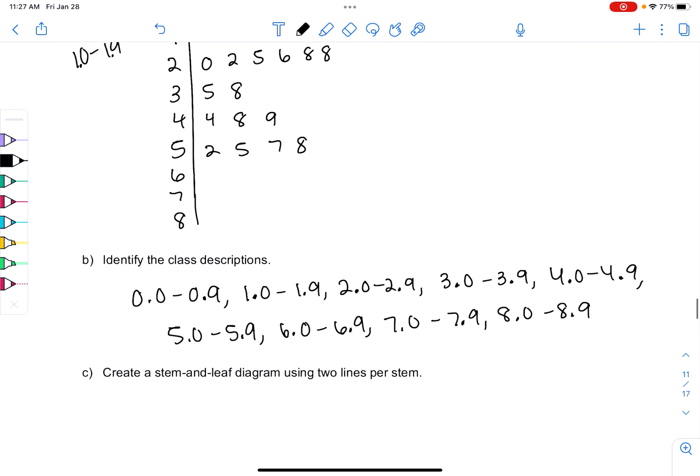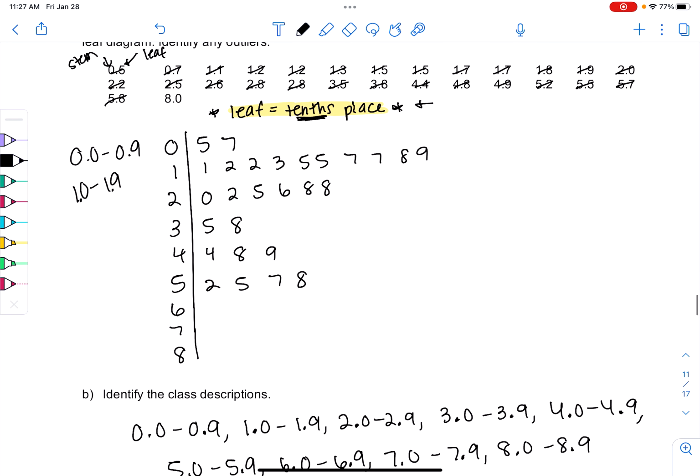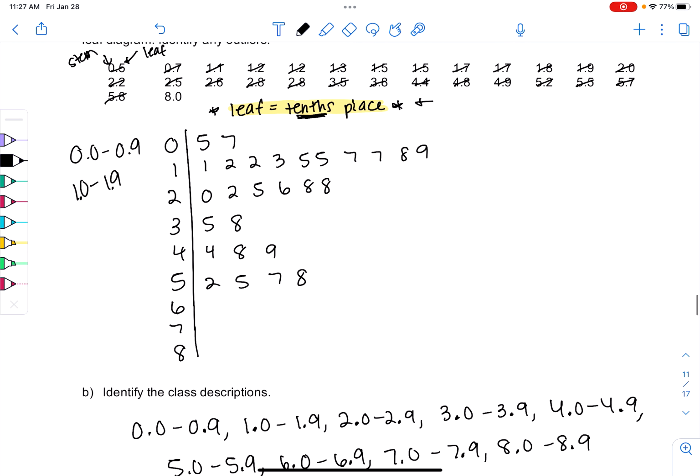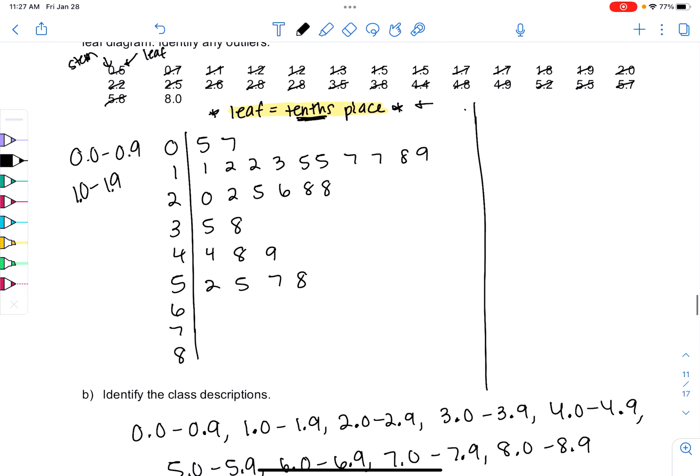And then our final example will be to create a stem leaf using 2 lines per stem. So I'm going to squeeze that in right here. You might have to write a little smaller to squeeze them all in. So remember, we're just going to cut them all in half. So we're going to do 0, 0, 1, 1, 2, 2, 3, 3, 4, 4, 5, 5, 6, 6, 7, 7, 8, 8. Just squeezed them all in there. All right, and then remember, it goes from 0 to 4 and then 5 to 9.